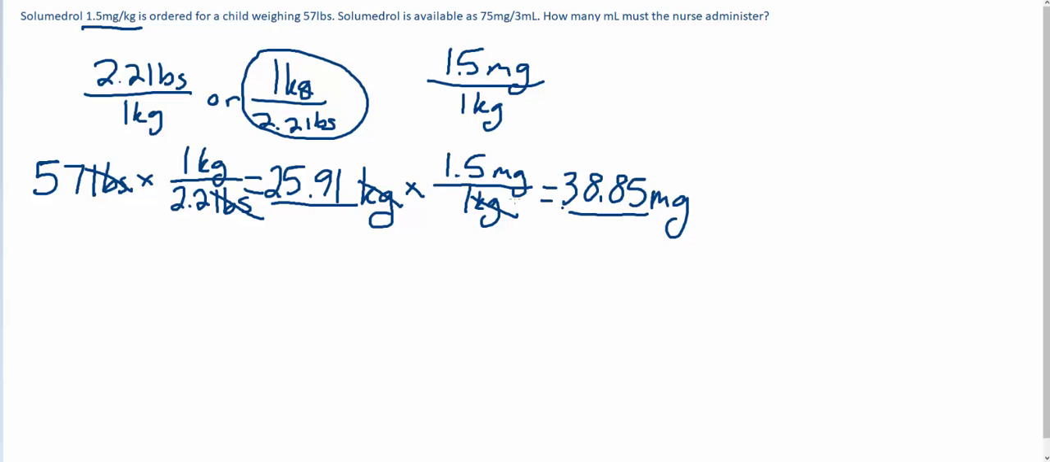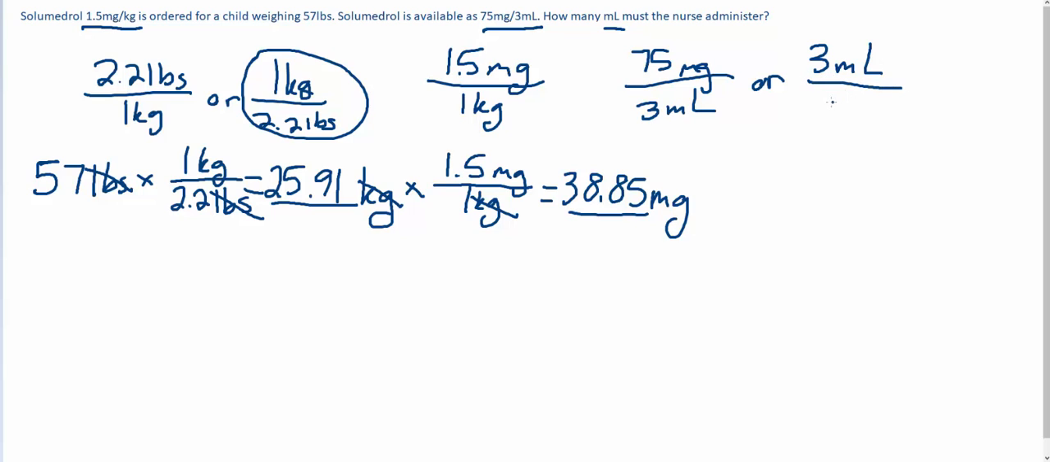Now we know the total dosage for this child, but the medication itself comes in the form of milliliters. And so we're told that this drug is available in a form where 75 milligrams are contained in every 3 milliliters. We would write that as 75 milligrams over 3 milliliters, so that's saying there's 75 milligrams in every 3 milliliters, or we can flip that conversion factor over and say that for every 3 milliliters of liquid we have, there's 75 milligrams of medication contained within that.